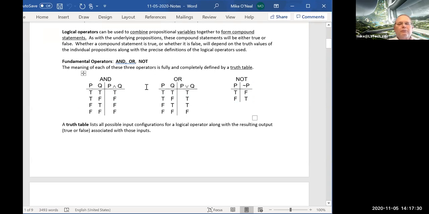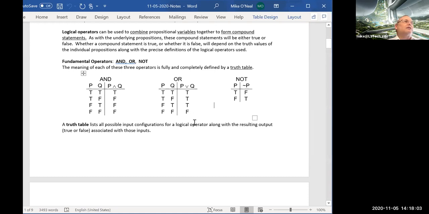And I'm not going to belabor it, or maybe I will belabor it because it is very important. Or is the same sort of thing. We're going to call this operator or. We often express it in computer science as a V. That's because the Latin word is vel, so that's where the V comes from for or. And or works differently. Basically, if either or both of the inputs are true, then the output is true. The only time or is false is if they're both false.